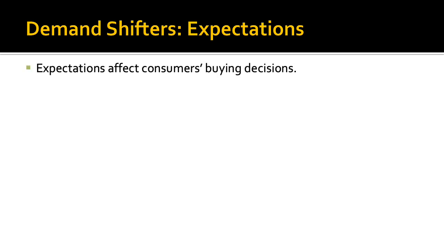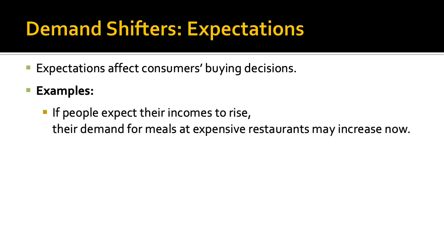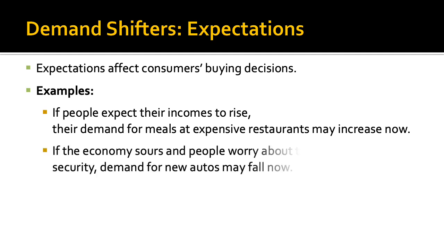The next shifter of demand is expectations. And this is expectations about the future. So our expectations will affect the way we buy. So for example, if consumers expect their income to rise, their demand for meals at expensive restaurants may increase now. If, however, the economy sours and people worry about their future job security, demand for new cars may fall now. At the same time, demand for expensive restaurants may fall now.